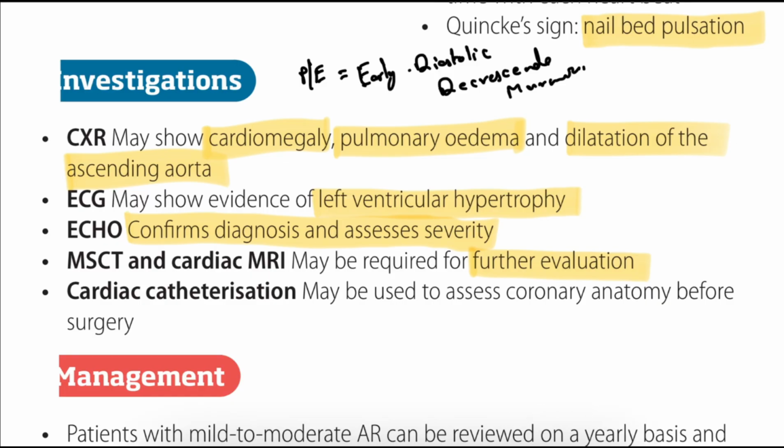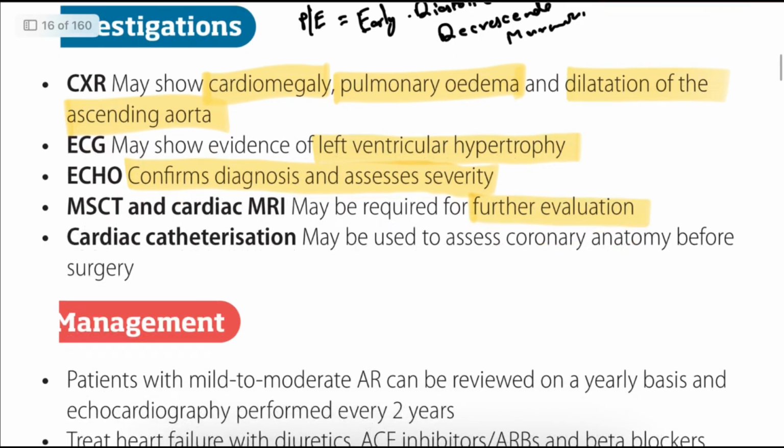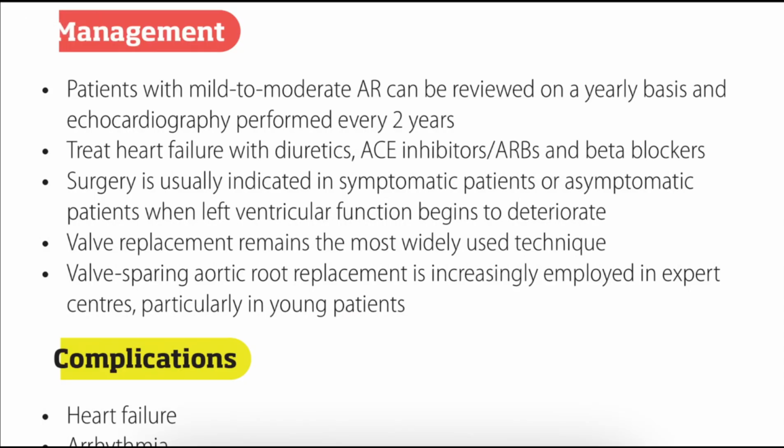Okay, so next you can see here that is management. In management, mostly patients with mild to moderate aortic regurgitation can be reviewed on a yearly basis, with follow-up echocardiography performed every 2 years. If the patient has symptoms of heart failure, then we have to start diuretics, ACE inhibitors, ARBs, and beta blockers. We also start vasodilators to treat hypertension. In selected cases we start ACE inhibitors.